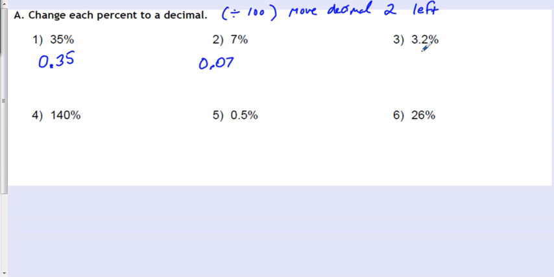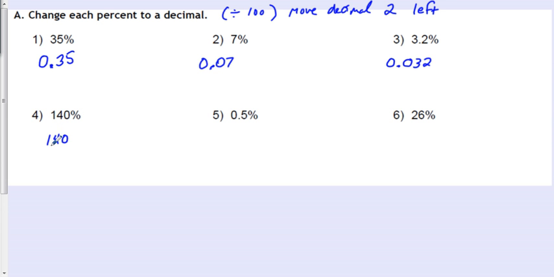Be careful here as well. Sometimes people say, well, that's already a decimal. Not really, it's still a percent. I'm going to write down the 3 and the 2 without the decimal point, because that decimal point is going to move 1, 2, so 32 thousandths. 140%, I'm going to copy down the digits without the decimal.